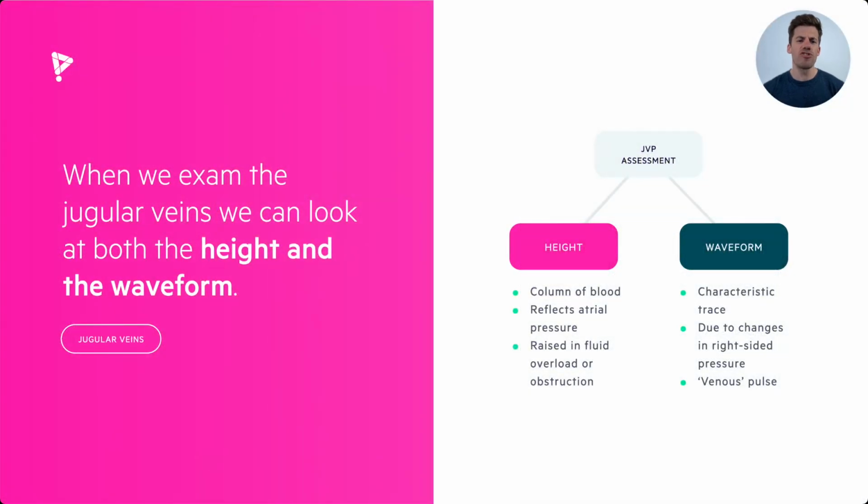When we examine the jugular veins, we can look at two things, the height and the waveform. The jugular venous height refers to the column of blood, the maximal height it reaches within the neck. It reflects right atrial pressure, and it's typically raised in conditions such as fluid overload or obstruction. The waveform is a characteristic trace, and it's due to changes in the right side pressure of the heart during the cardiac cycle, and we get this typical double impulse waveform that we call the venous pulse.